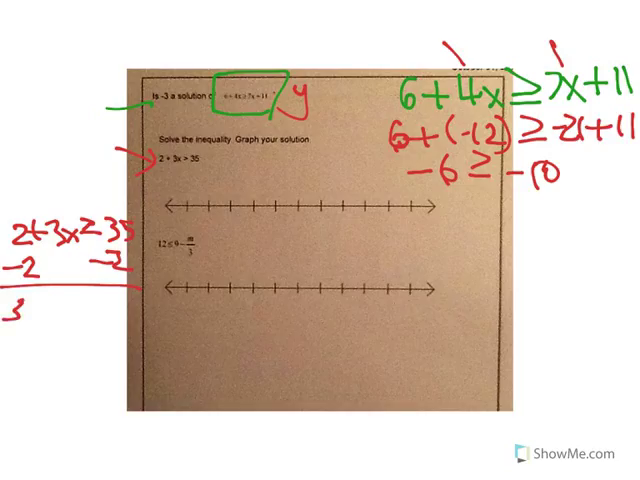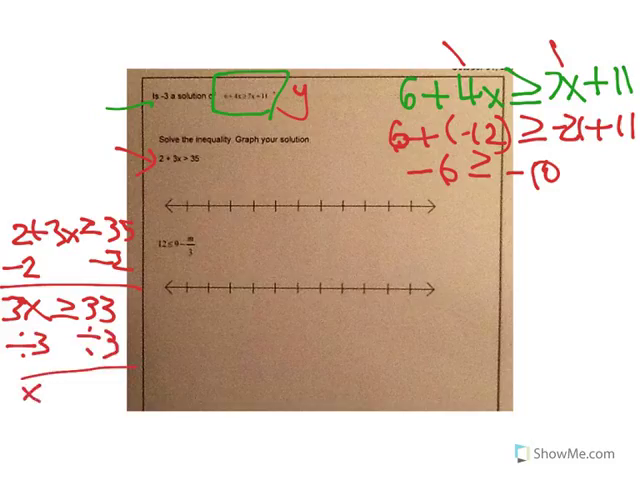They end up with 3x is greater than or equal to 33. Now we're going to divide both sides by 3. When I divide both sides by 3, I end up with x is greater than or equal to 11. So then I've just got to figure out where my 11 is, and I'll plot from there.